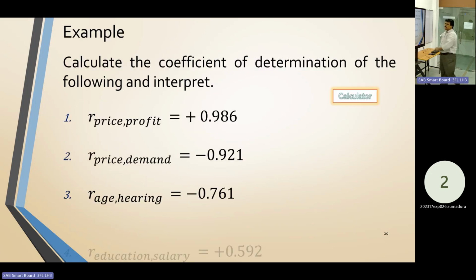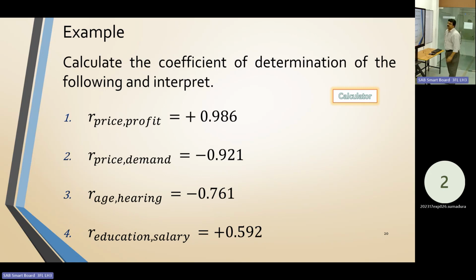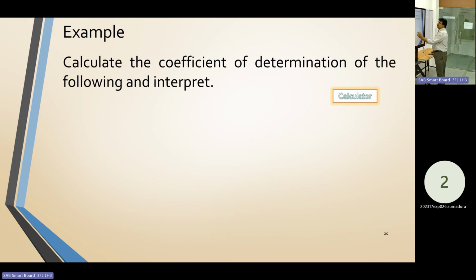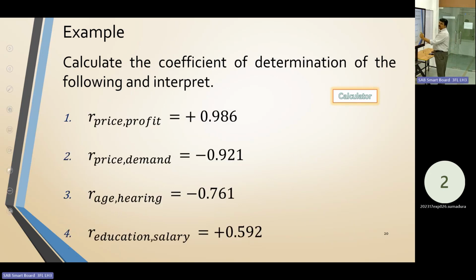Okay, so this is what we discussed in the last class. I have to explain the coefficient of determination. 100 R squared gives you the percentage dependency of the response variable on the explanatory variable. When we interpret, we say if it is 97.2, then 97.2% of the variation in Y can be explained through the variation in X. Okay? So now today we'll move on to the next part, regression.